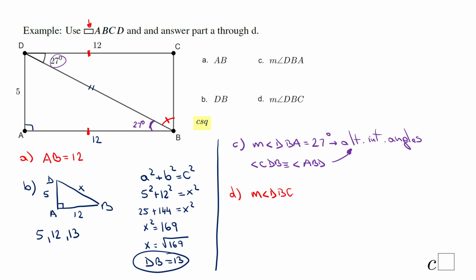That one will be 90 minus 27, which will be 63 degrees. The reason is these two angles, DBA and DBC, are complementary. Right? They form that 90-degree angle. So that's the reason that statement works. This angle here, I'm going to make this big square. This is 90 degrees.